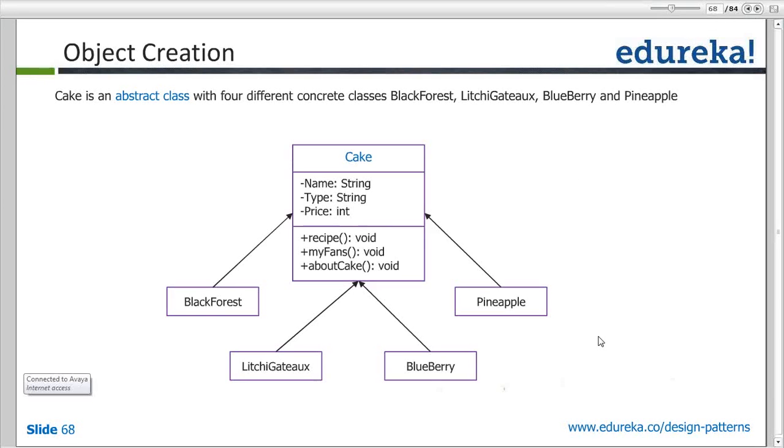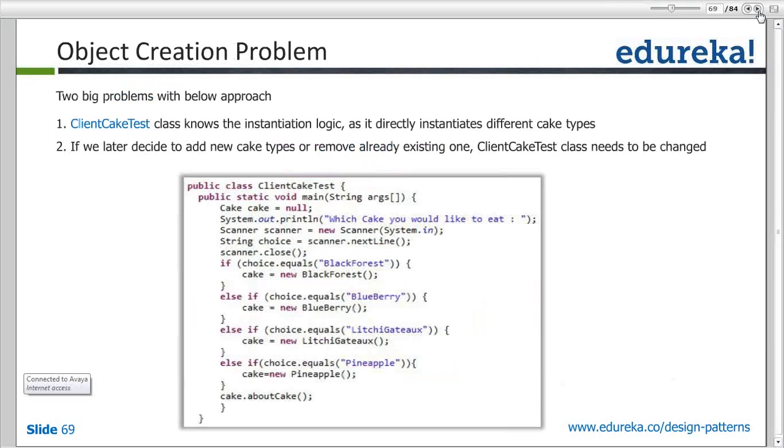Always remember, in all creational patterns we try to avoid the new keyword in the client class. Let's say there is a cake as an abstract class, and there are these four kinds of cakes available: black forest, pineapple, blueberry, and lychee. And then the client representation is going to be this.